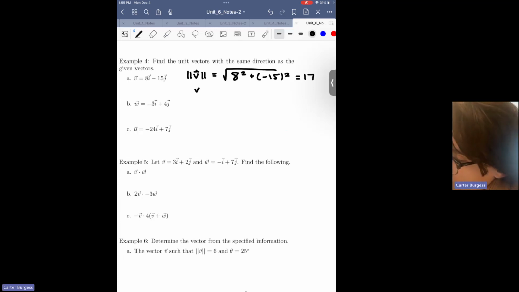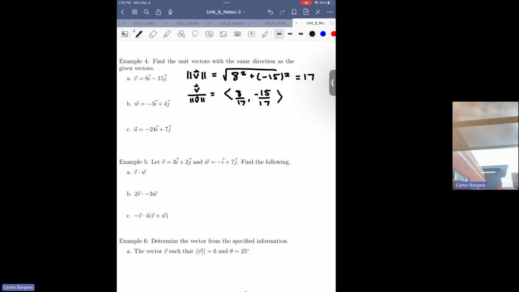And so our unit vector is going to be, in this case, 8 over 17 and negative 15 over 17. Not changing the direction, just dividing, scaling back both the x and the y value by this factor of 17.